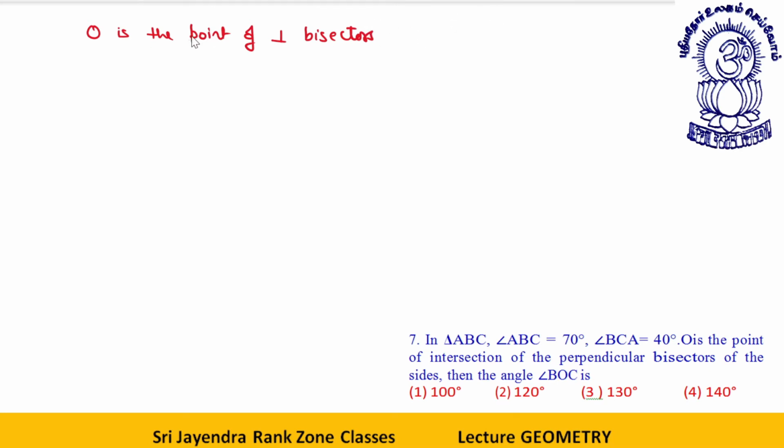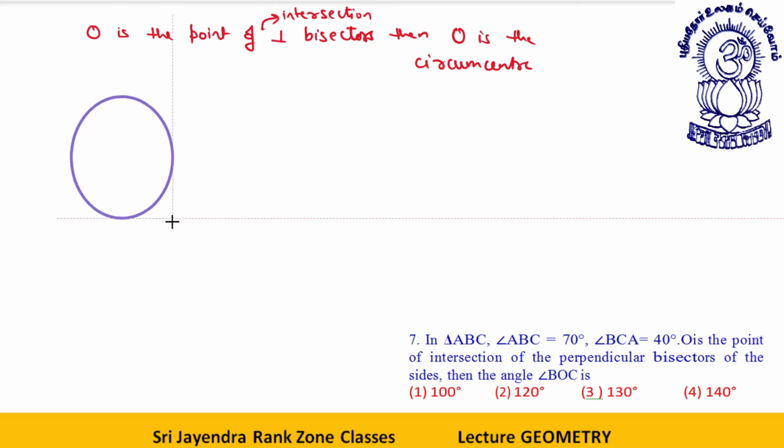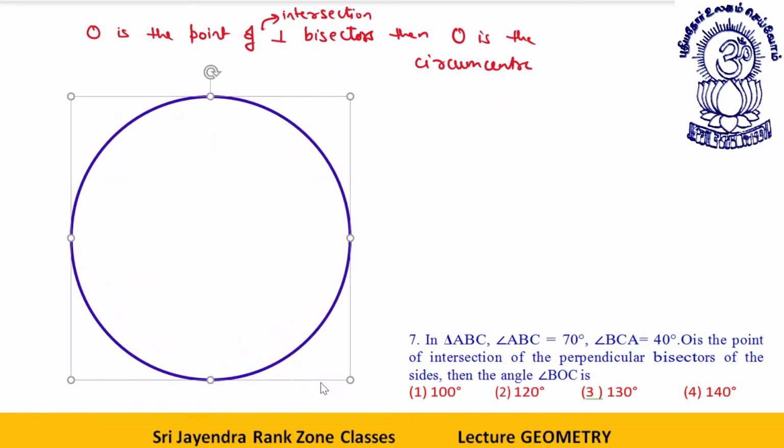Okay, if O is the point of intersection of perpendicular bisectors, then O is actually the circumcenter. So let me draw a circle. When O is the circumcenter, I will draw a circle. This is a circle. Okay. Angle ABC is equal to 70 degree. BCA is equal to 40 degree.